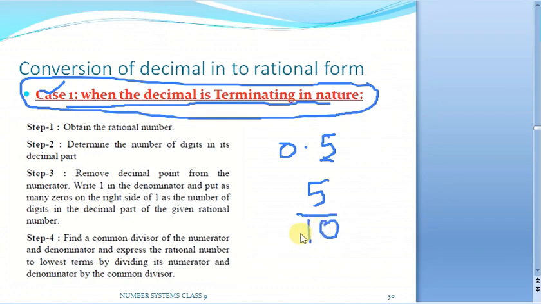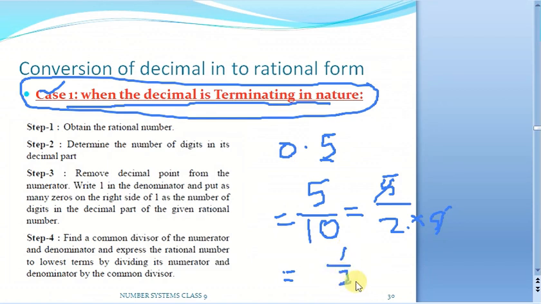Remember, whenever you get any fraction, always try to write it in the simplest form. Simplest form means whatever is common in the numerator and denominator, we cancel it out. The same thing we can write as 5 by 10, and I can write 10 as 2 into 5. So I can cancel this 5 and 5, and I will be left with 1 in the numerator and 2 in the denominator. So this is 1 by 2. This is how, if the decimal is terminating in nature, we can directly convert it into p by q form.